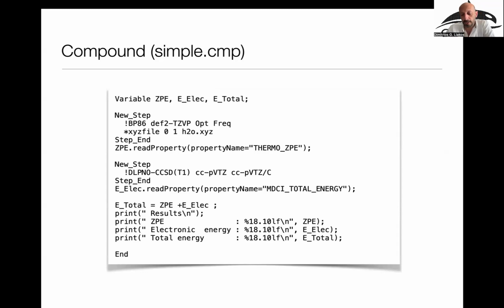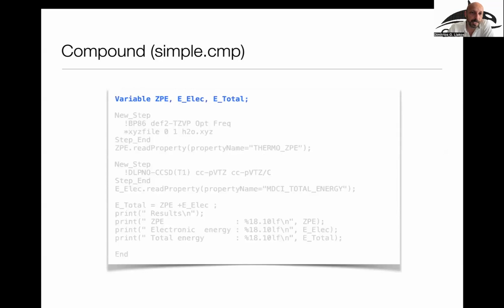Now, the point here is I just want to show you the structure of the script. As you can see, in the beginning, we have some variables, nothing fancy here. Then, for each calculation that we run in ORCA, we need this new_step, step_end. New_step means a new calculation, and step_end means the calculation is done. So here we will have two steps.